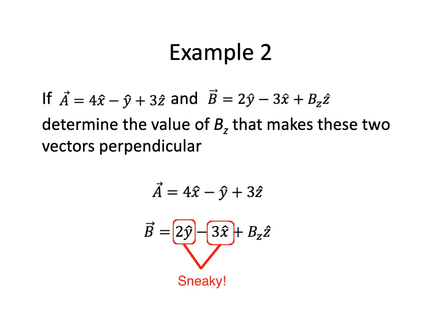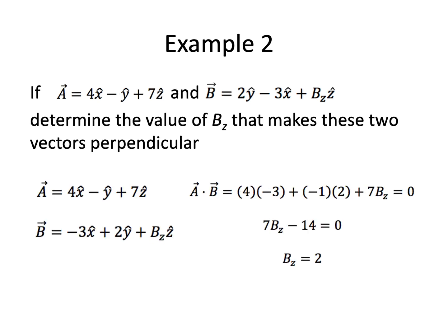So here I've written these out, and I wanted to point out again, the way that I've written these vectors is a little bit sneaky. The x and the x go together there, the y and the y go together there, and then the 3 and the bz will go together when I take that scalar product. So here what I've done is I've taken these two vectors and I've rewritten them so that they're in the more usual way. I've got 4x hat minus y hat plus 7z hat, and then for the b, I've put the x hat in front, which is the usual way to do it. I've got minus 3x hat plus 2y hat plus my unknown bz in the z hat direction.